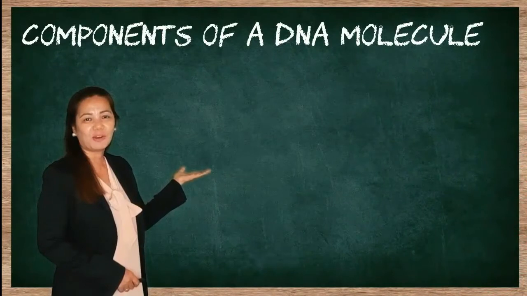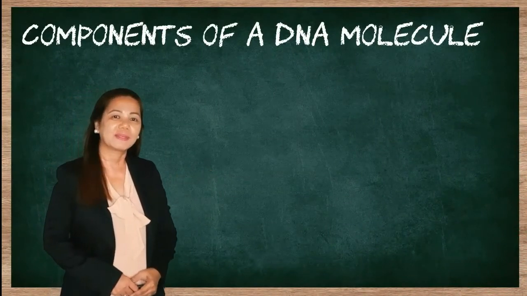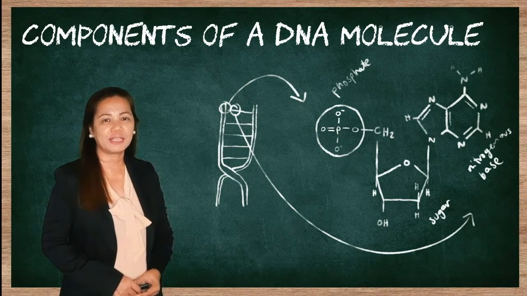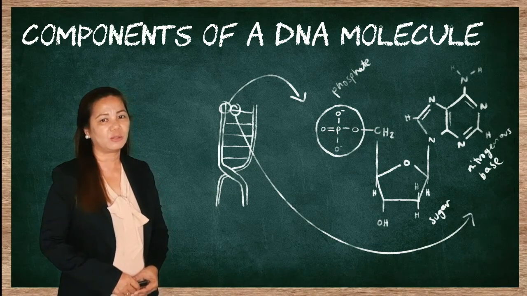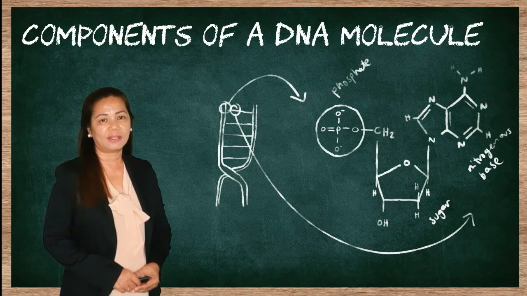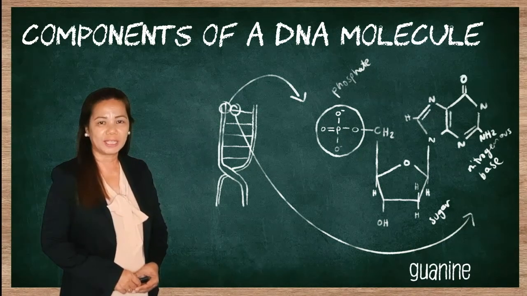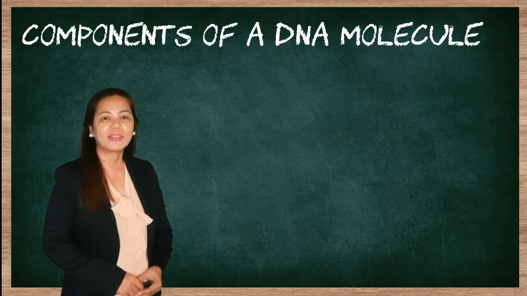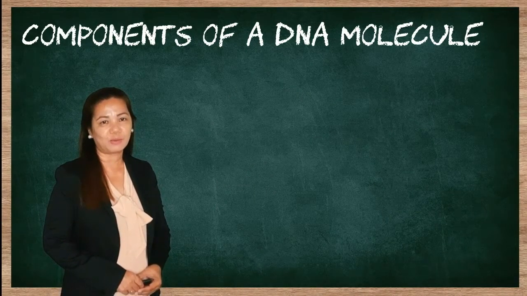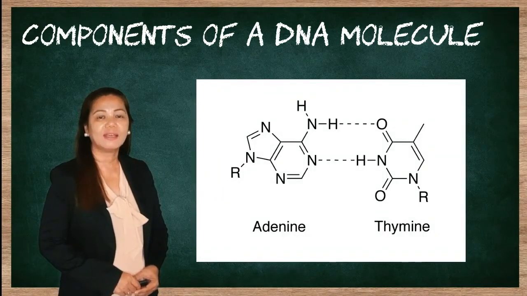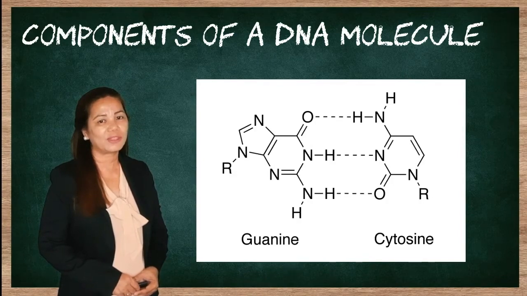Components of a DNA molecule. The sides of DNA are composed of sugar and phosphate molecules. The rungs are pairs of chemicals called nitrogenous bases or bases, and these are adenine, guanine, thymine, and cytosine. These bases pair specifically with one another. Thymine always pairs with adenine, and guanine always pairs with cytosine.